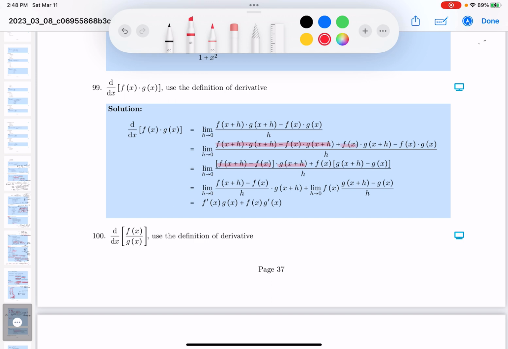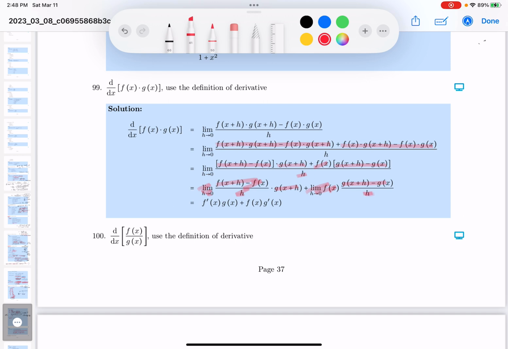And then over here I see this. And what would I factor out over there? f of x. And what would it be left with? g of x plus h minus g of x. All right? Then what I do, I split into two separate limit problems. The limit of the first, I see this over here now, times this. The limit of the second, the f of x times that over there.